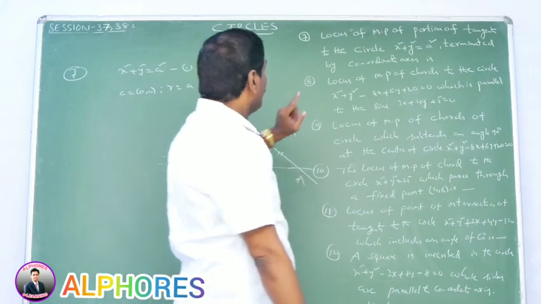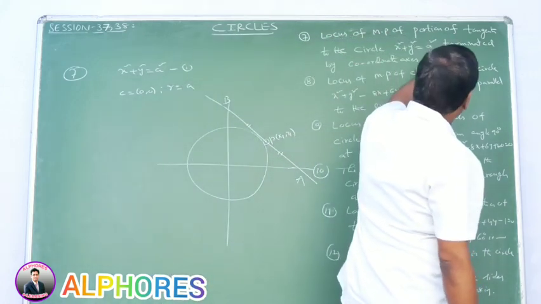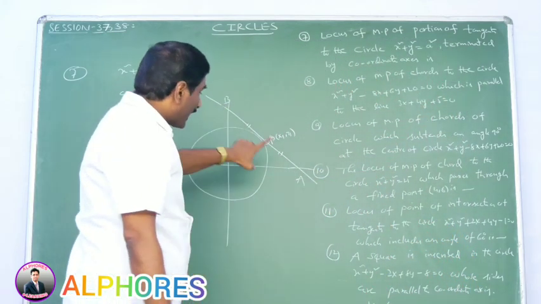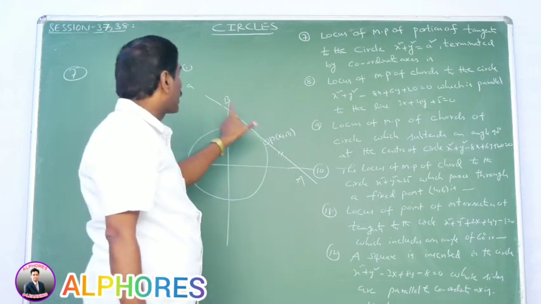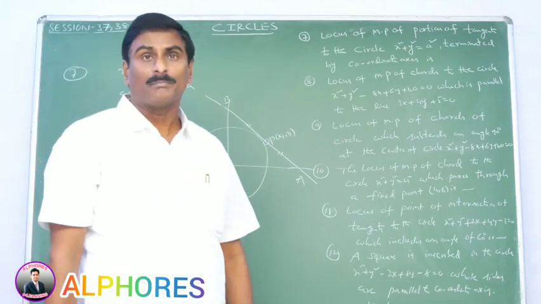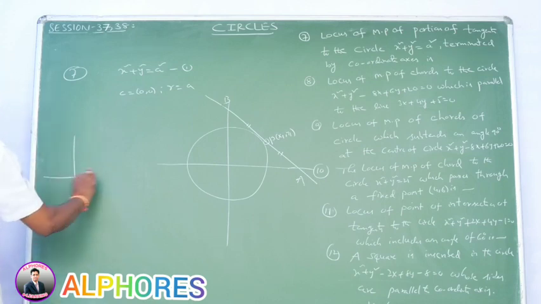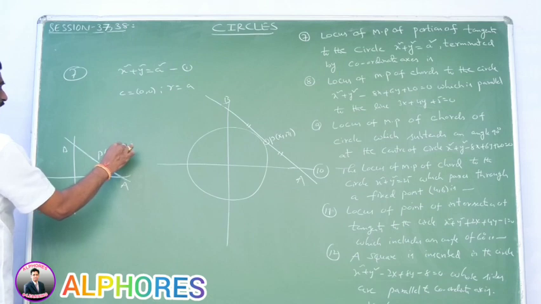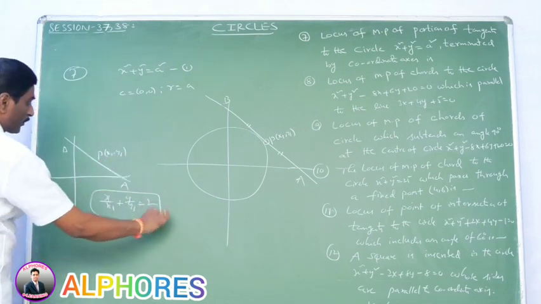Please observe this point. The locus of midpoint of the portion of the tangent to the circle x square plus y square terminated by the coordinate axis. That means the tangent terminates the coordinate axis at A and B. We find the locus of the midpoint of AB. Say P x1 comma y1 is the midpoint of the line segment AB. In straight lines we know that if the midpoint of the line segment AB is P x1 y1, what is the equation of the line AB? X by x1 plus y by y1 is equal to 2. It is a very important point.